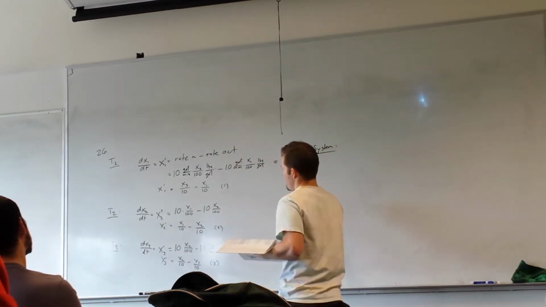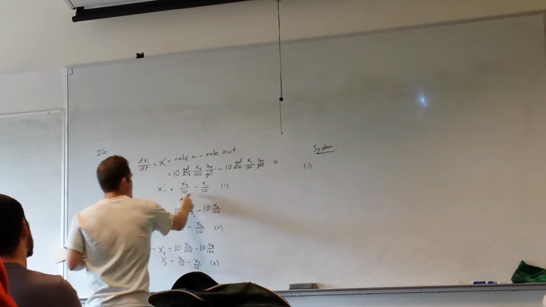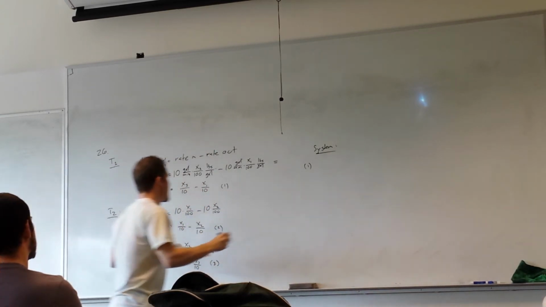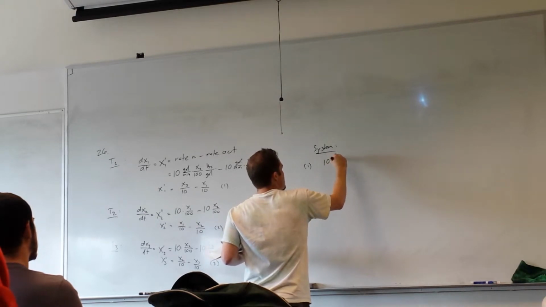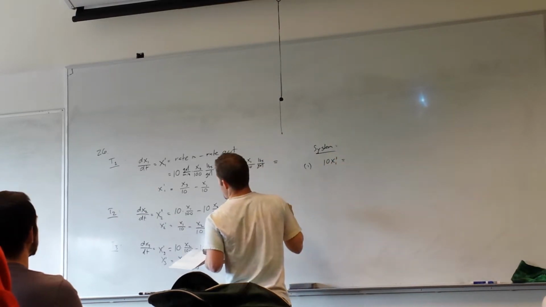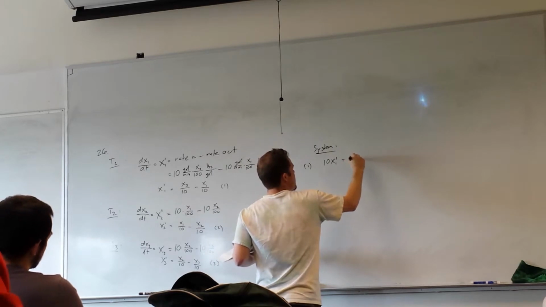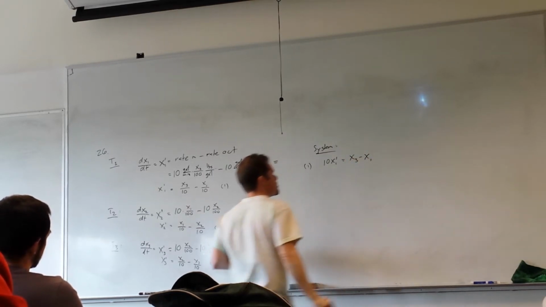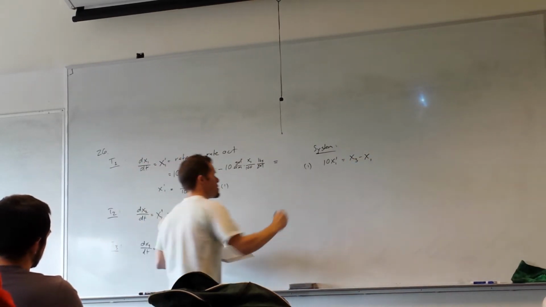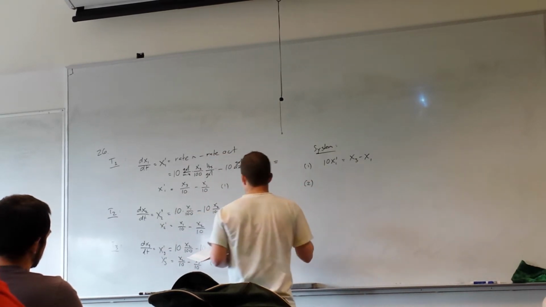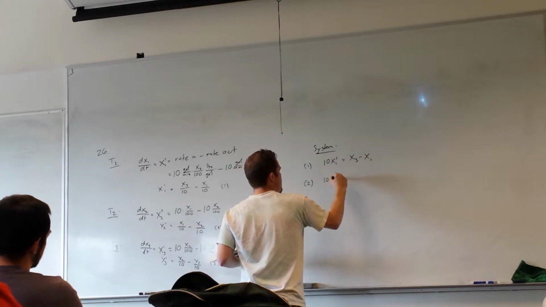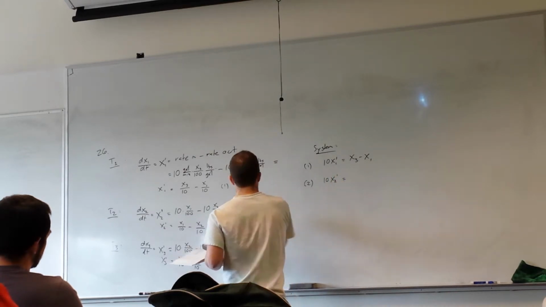First equation, multiply both sides by 10 to clear the fractions. I'll have 10x1 prime equals x3 minus x1. Right? Equation 2, multiply both sides by 10, we're going to have 10x2 prime equals x1 minus x2.